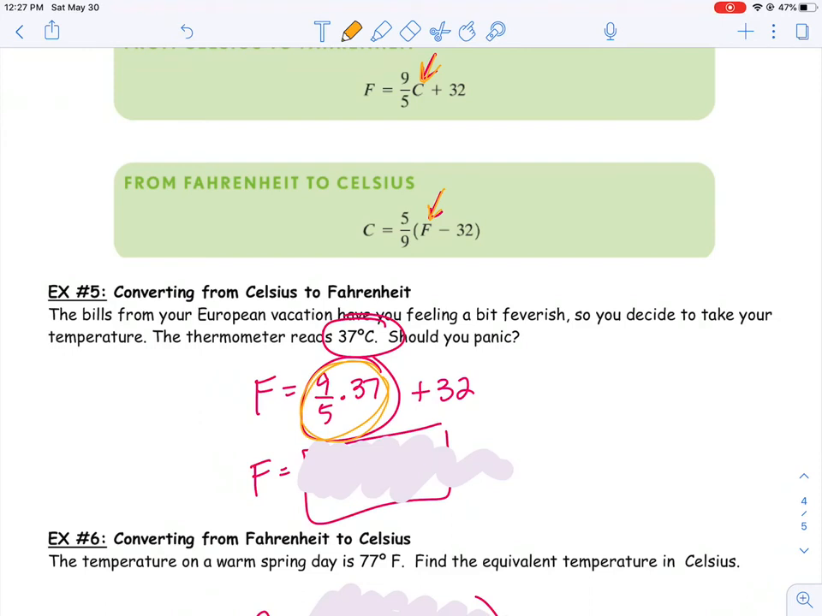So I need you to take this 37 and multiply it by 9/5. What you're really doing is taking 9 times 37 and then dividing it by 5. Take that number and then add it to 32. You should end up getting a temperature of 98.6 degrees Fahrenheit, which is a normal temperature, and so you're perfectly fine. So 37 degrees Celsius is the same thing as 98.6 degrees Fahrenheit.